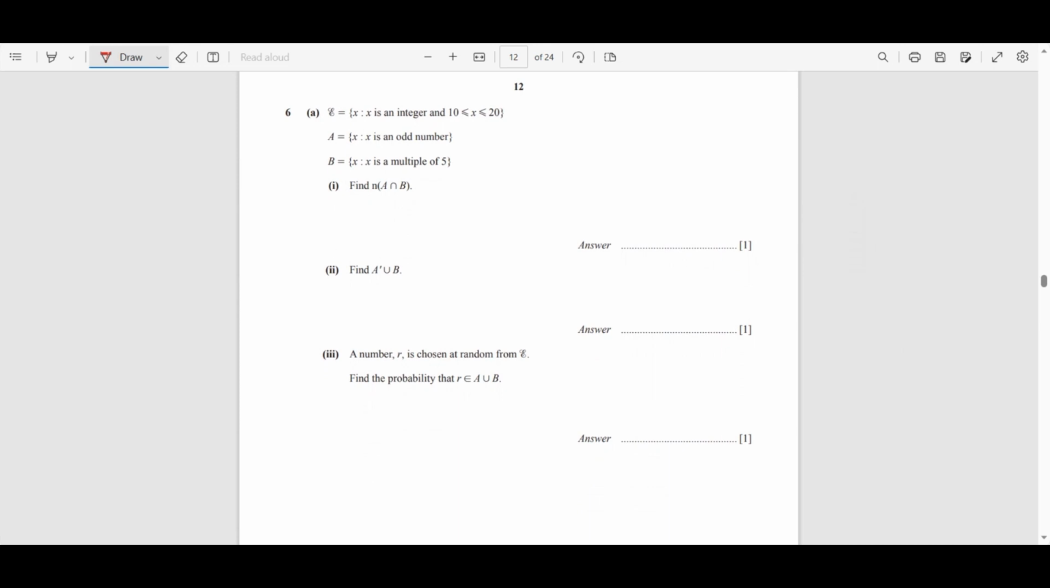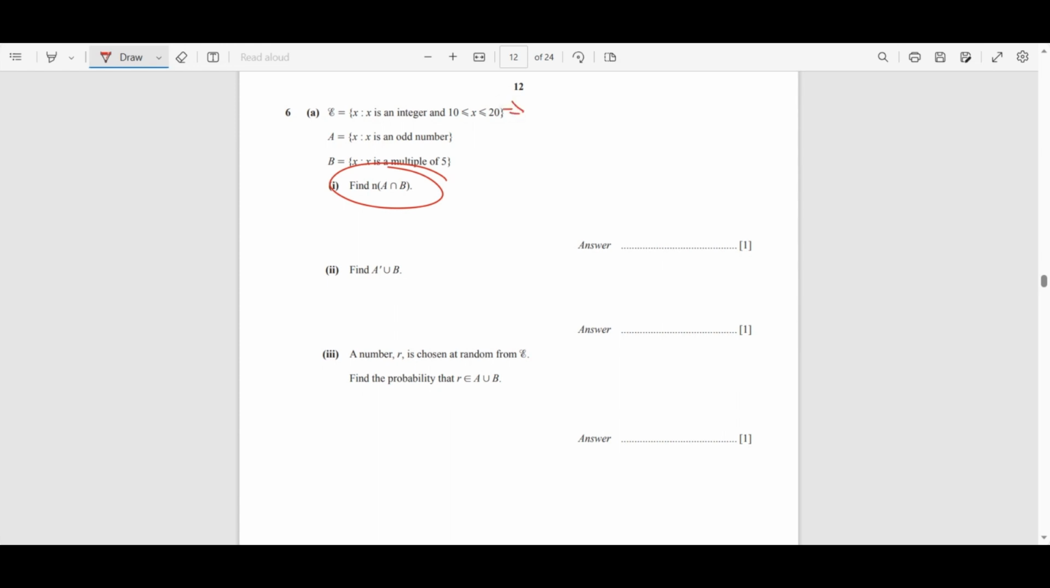Okay, for question 6, N of A intersection B. Now N basically means the cardinality, which means you first find out what the elements of A and B are, and then you write the set of their intersection. Let's quickly do it and I'll help you understand it.